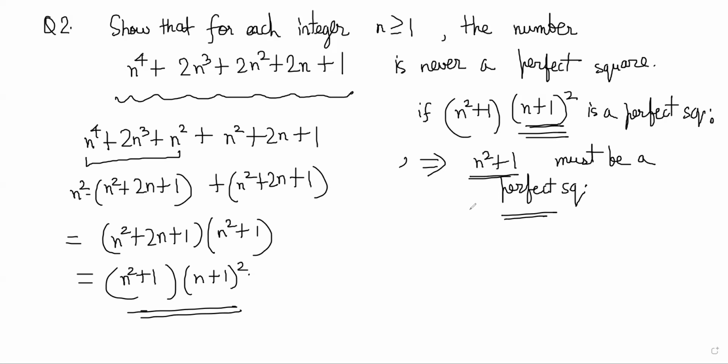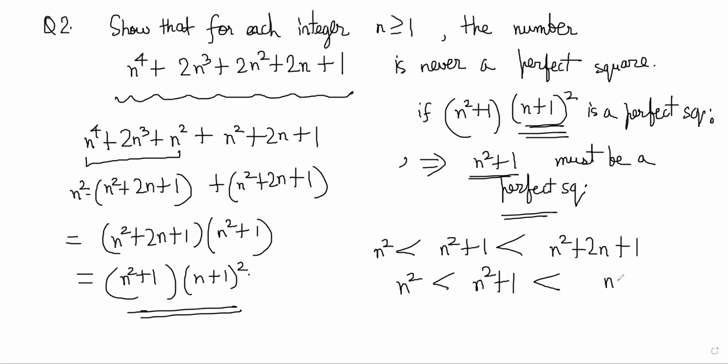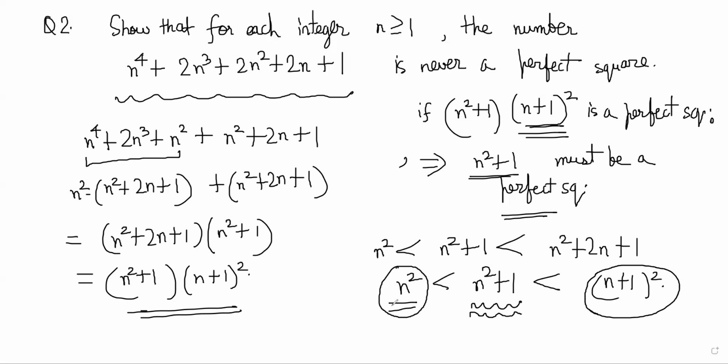Now, it is easy to show that this is impossible because n squared is less than n squared plus 1, which is less than n squared plus 2n plus 1. So what we have is n squared is less than n squared plus 1, which is less than n plus 1 whole square. So what we get from this is that n squared plus 1, the number, lies between the two perfect squares, n square and n plus 1 square. But n square and n plus 1 square are two successive perfect squares, right?